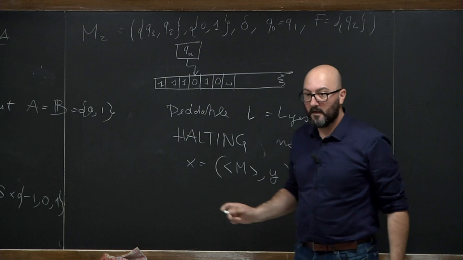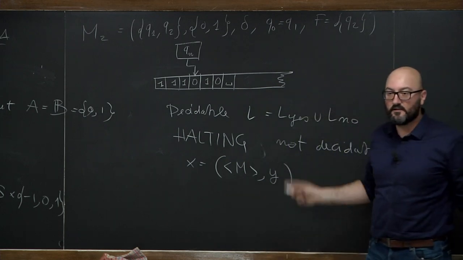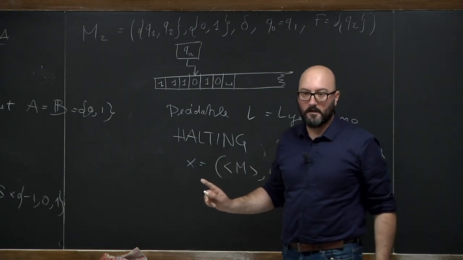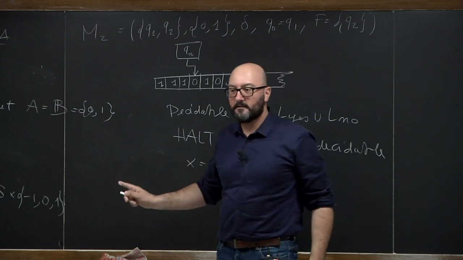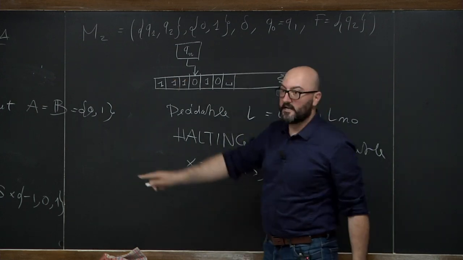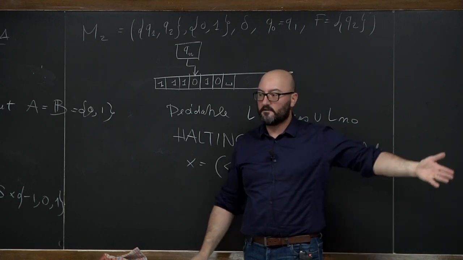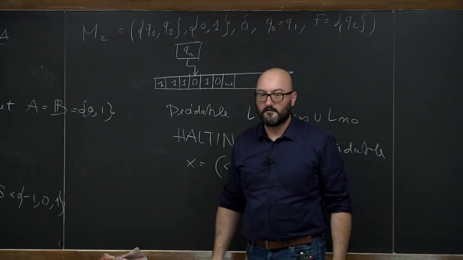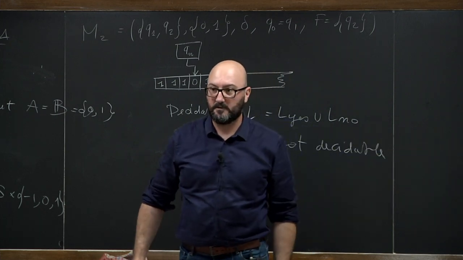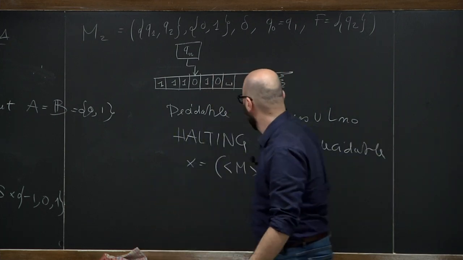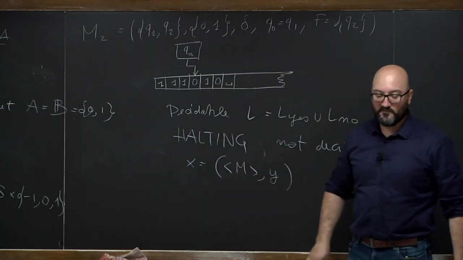Okay? There are more languages than Turing machines, because a language is a power set. A Turing machine is just a string. It's an algorithm. It's a string, right? It's on your hard drive. It's just an integer number. Okay? But there is something very interesting, actually.